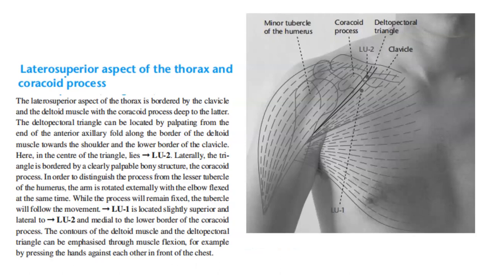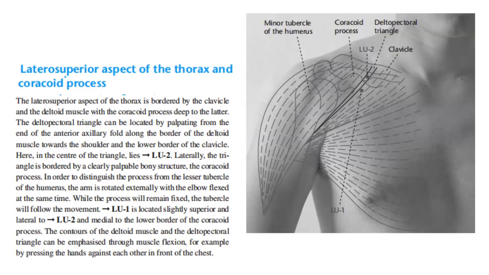The deltopectoral triangle can be located by palpating from the end of the anterior axillary fold along the border of the deltoid muscle towards the shoulder and the lower border of the clavicle. Here in the center of the triangle lies Lung 2. Laterally, the triangle is bordered by a clearly palpable bony structure, the coracoid process.